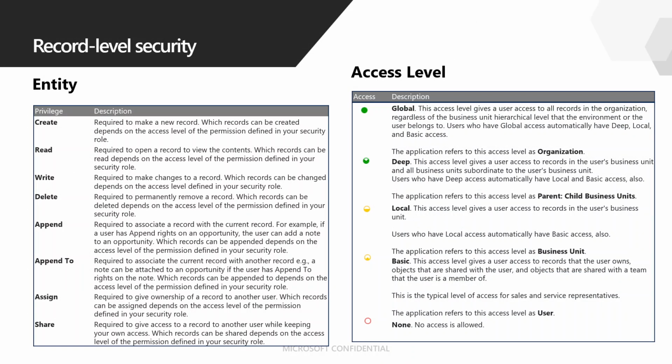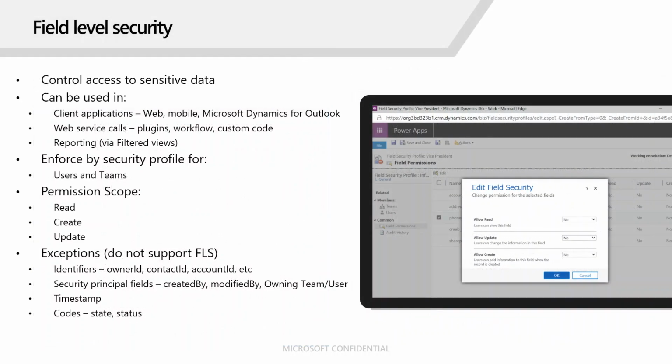So those are the roles in terms of what people can do with an entity and what people can see. Then within the tables themselves, there is field level security as well. You can control access to sensitive data in columns and in rows. Client applications will honor this, web service calls will honor this in terms of the user context, and in reporting via filtered views it will be honored as well. It's enforced by a security profile, either for individual users or for teams, and there's permission scope, and there are exceptions as well.